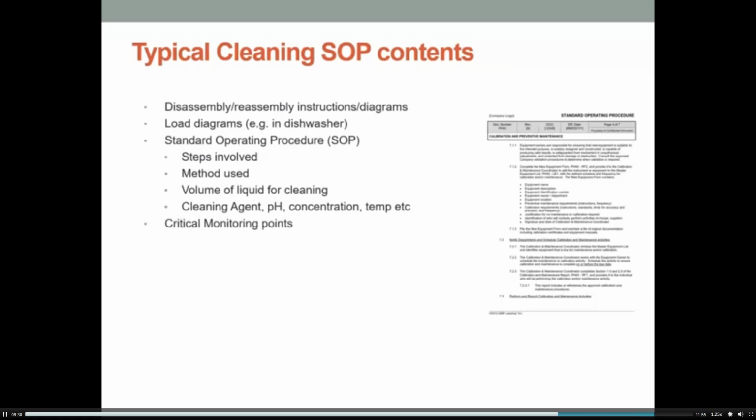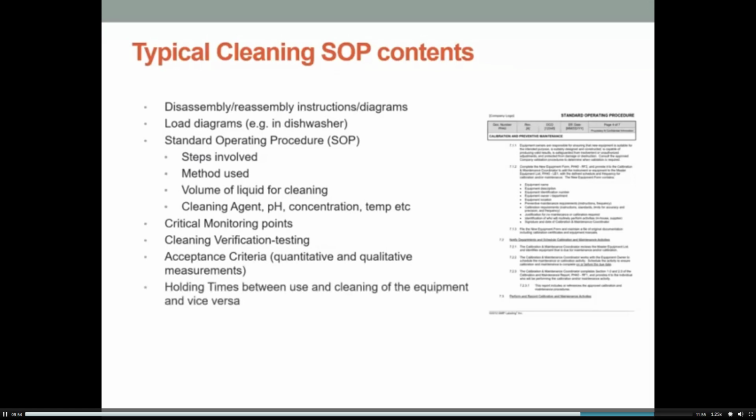Critical monitoring points, where you're going to be taking your samples from or doing your swabbing from. Cleaning verification testing, how you're going to verify that your cleaning worked, what tests you will be required to run or do. The acceptance criteria, so are you looking for a visual clean, or are you looking for a particular acceptance result? That will be specified in your SOP. Holding times, so we need to establish as well, once we clean a piece of equipment, how long can we leave it sitting clean before it needs to be re-cleaned or used.